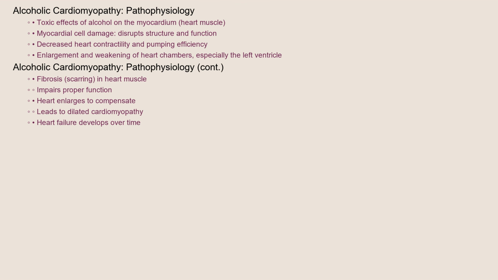Pathophysiology: alcohol's toxic effects on the heart muscle, called the myocardium, are central to alcoholic cardiomyopathy. Over time, alcohol damages the myocardial cells, disrupting their structure and function. This leads to a decrease in the heart's ability to contract forcefully and pump blood efficiently. The heart chambers, especially the left ventricle, become enlarged and weakened. Fibrosis, or scarring, occurs in the heart muscle, further impairing its ability to function properly.